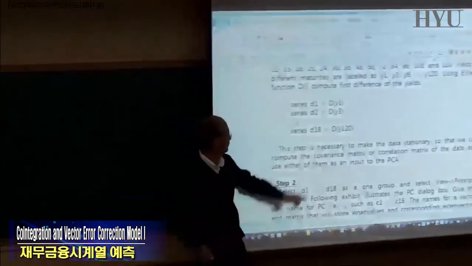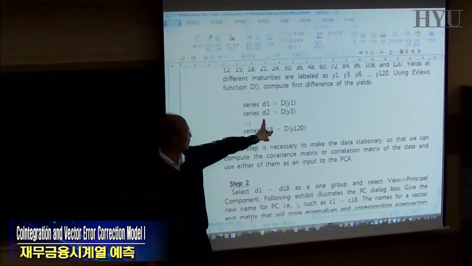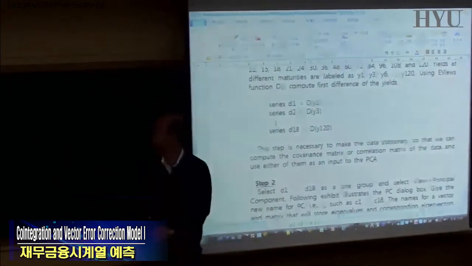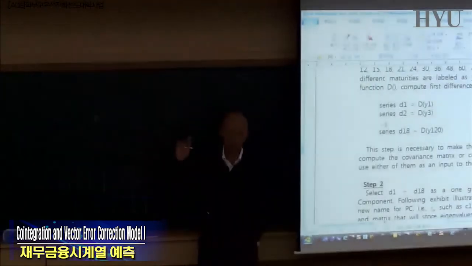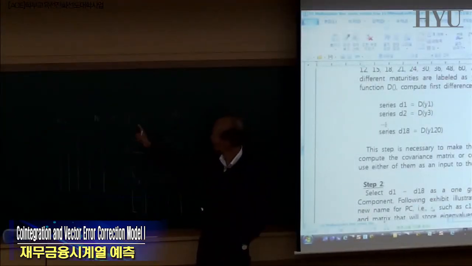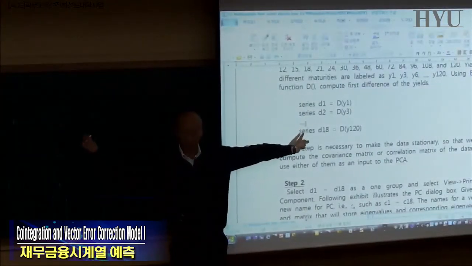let's say D5 as your choice, then you are more likely to find high correlation between the first principal component and that, because it's the level.